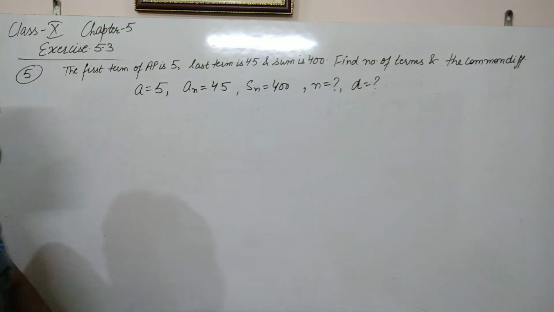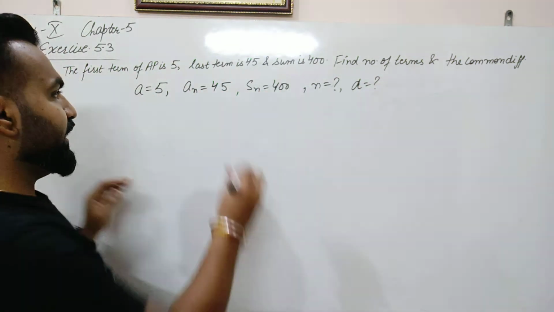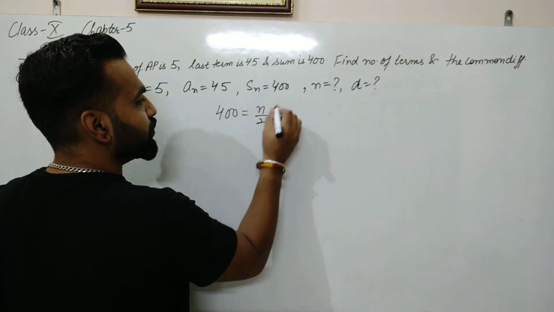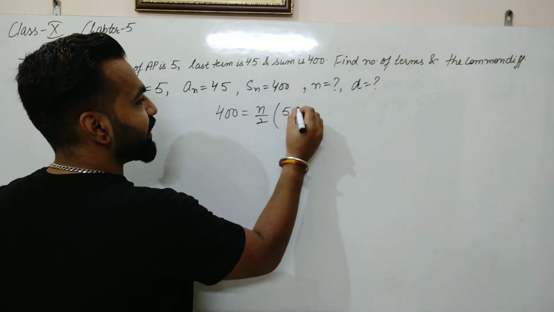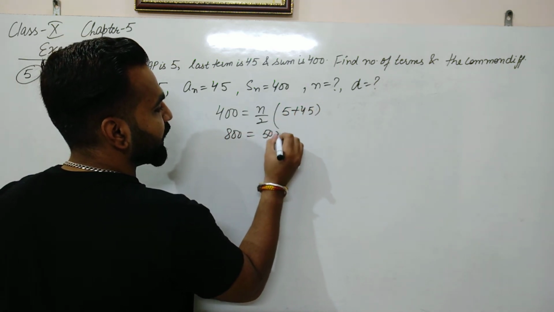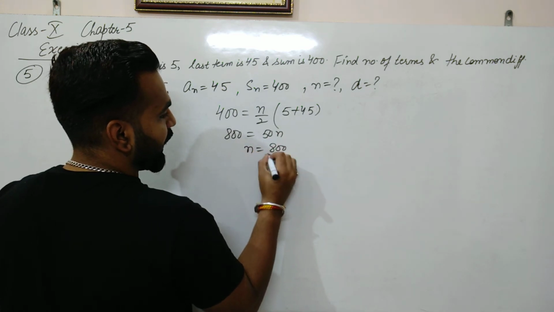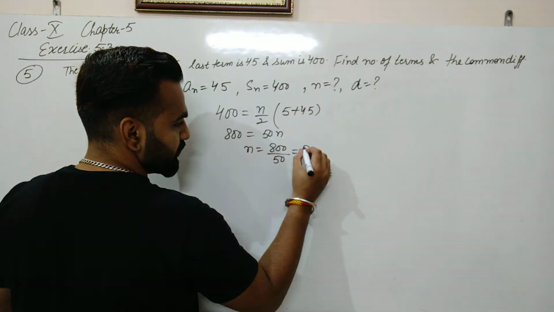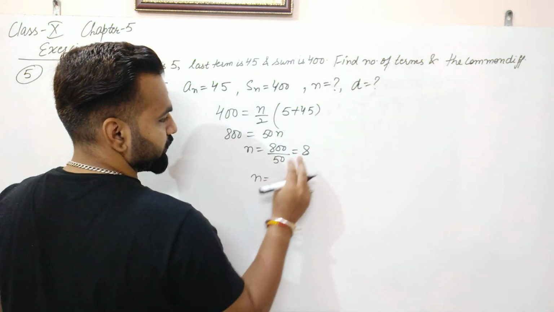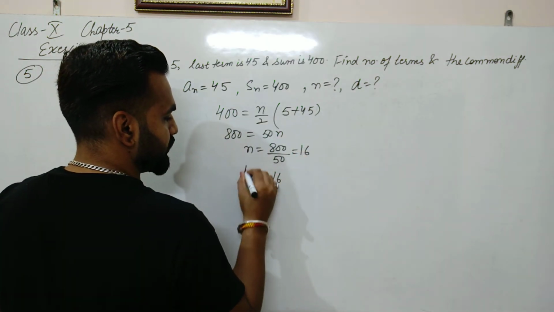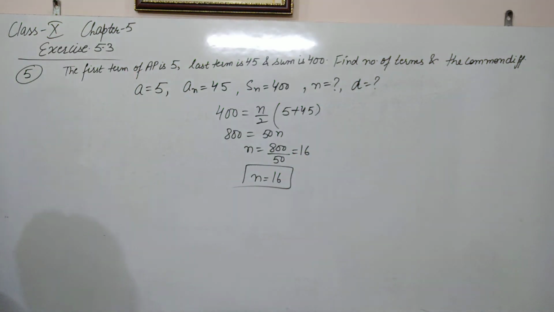So now we will use the formula of Sn here. Sn is 400, equal to n by 2 into a plus an, that is 5 plus 45. This will be equal to 800 equals 50n, and 800 by 50 will be equal to 16. So the number of terms here is 16.